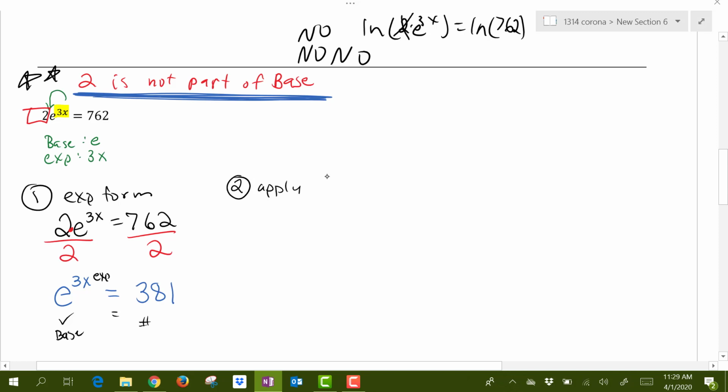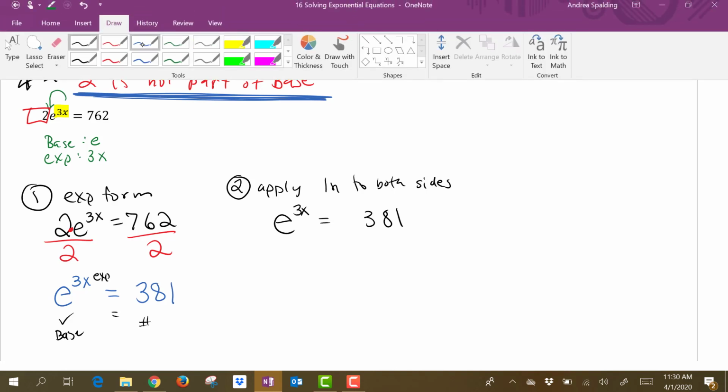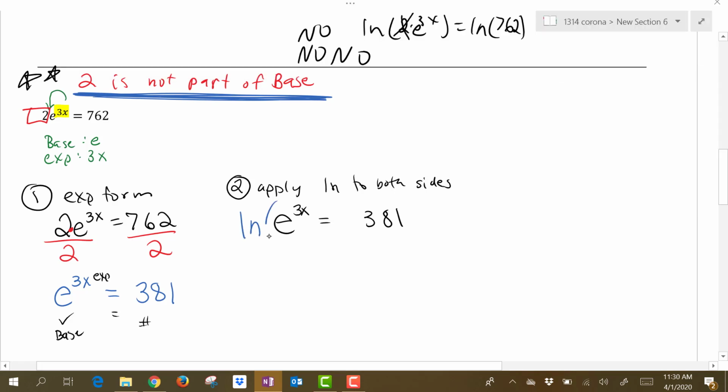Step 2, we want to apply ln to both sides. So now we have e to the 3x power is equal to 381. Give myself a little room there. And we're going to apply the natural log with parentheses: ln with parentheses around everything that's on the left, and ln with parentheses around everything that's on the right.